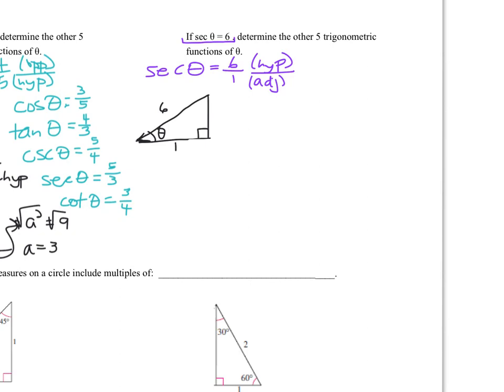So we could get cosine just by taking the reciprocal, but we need that opposite side length to get the rest of the trig definitions. So we're going to default to that Pythagorean theorem again.